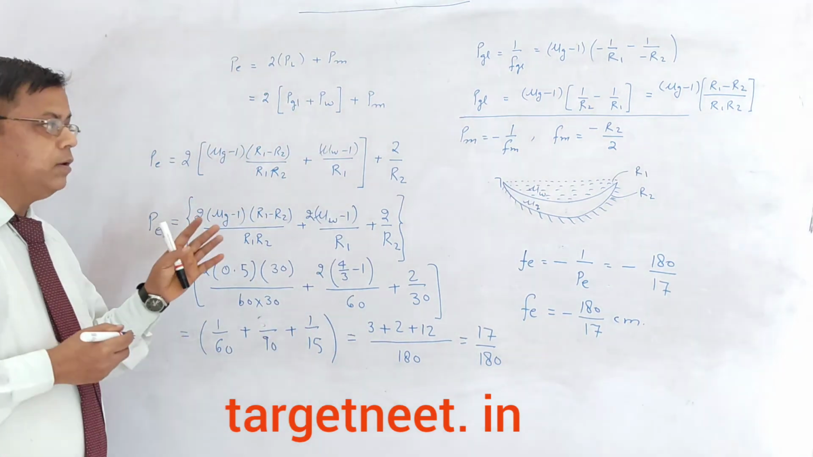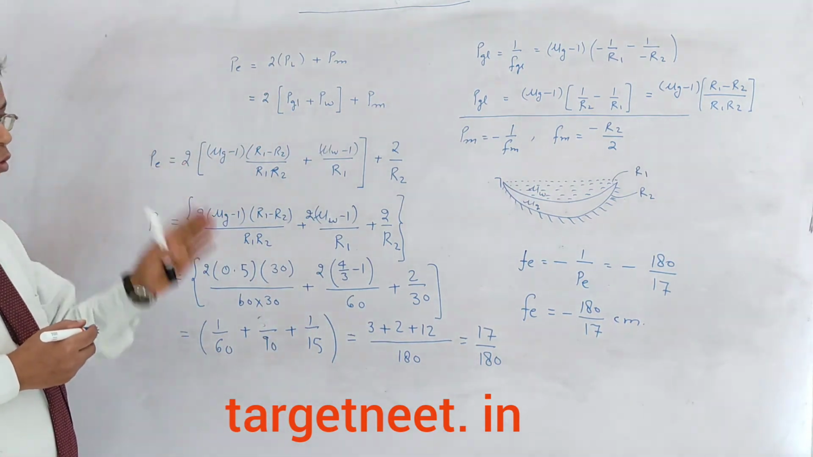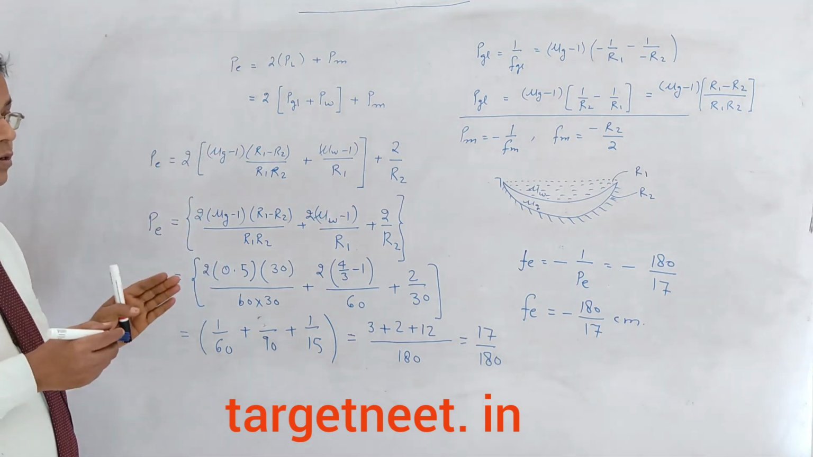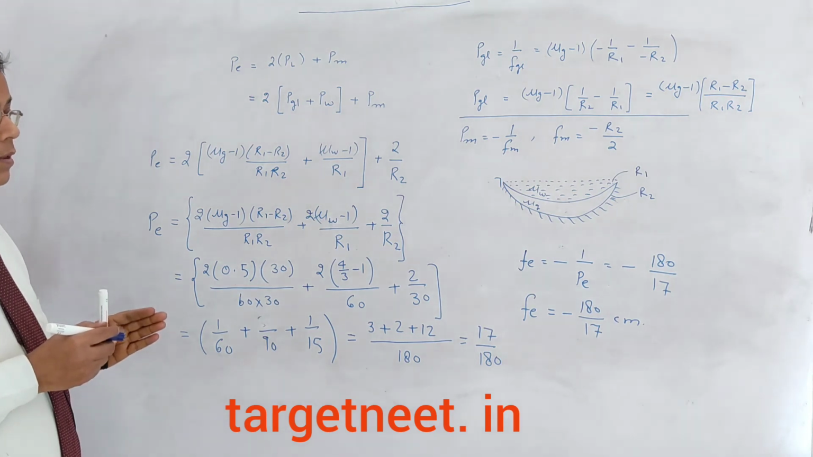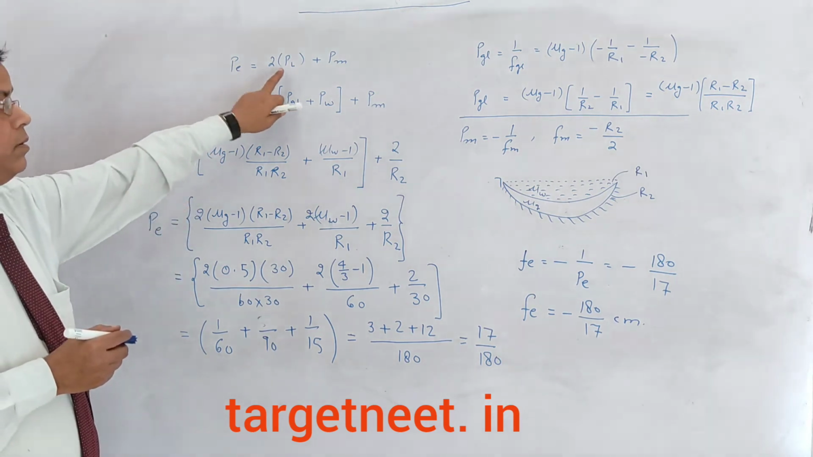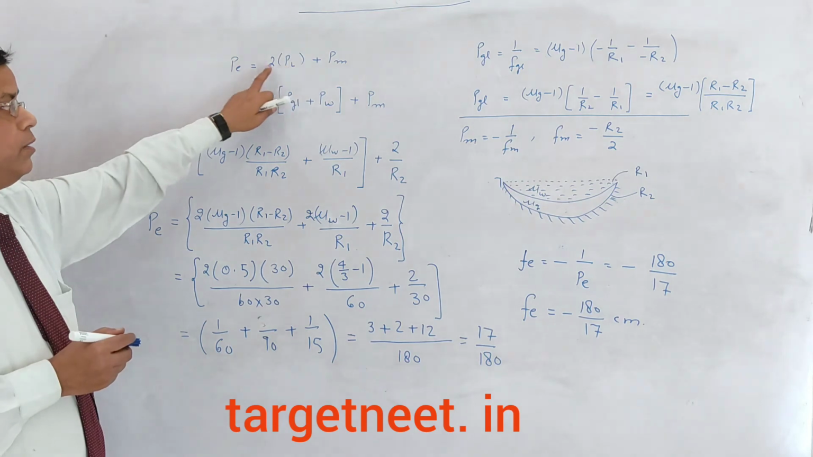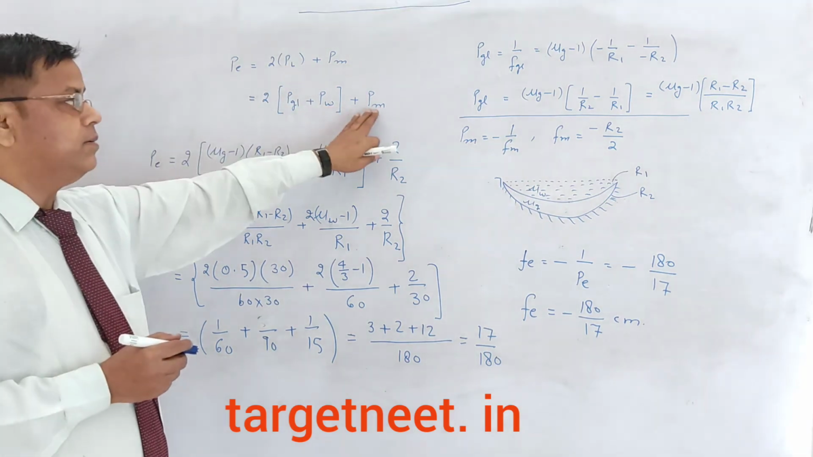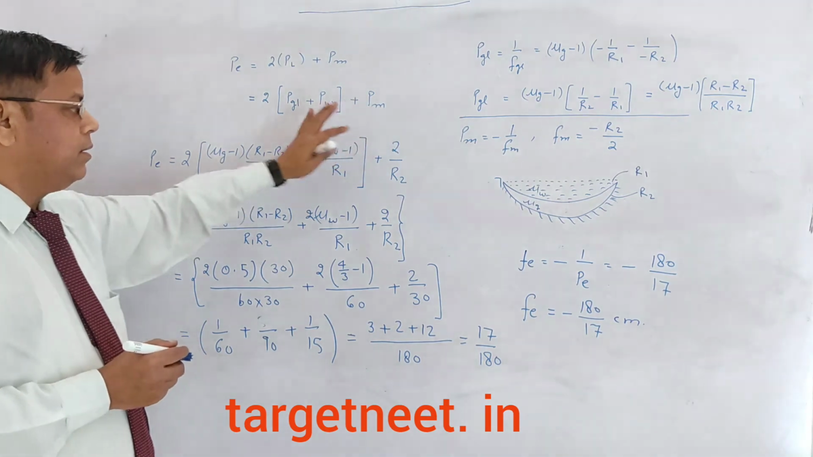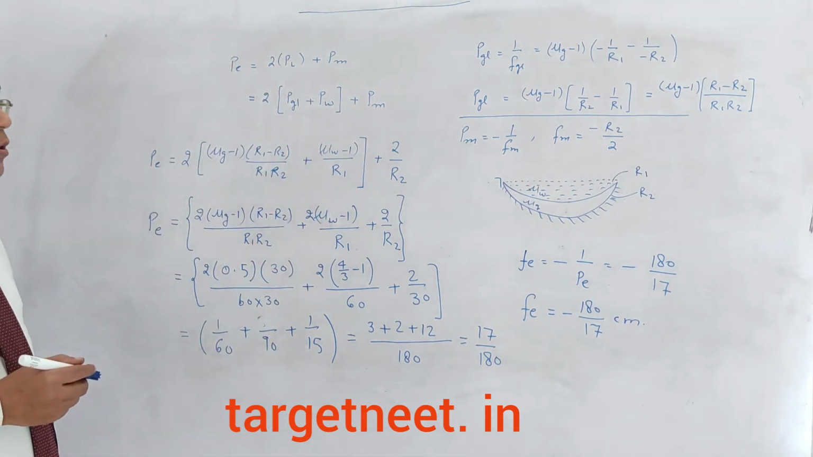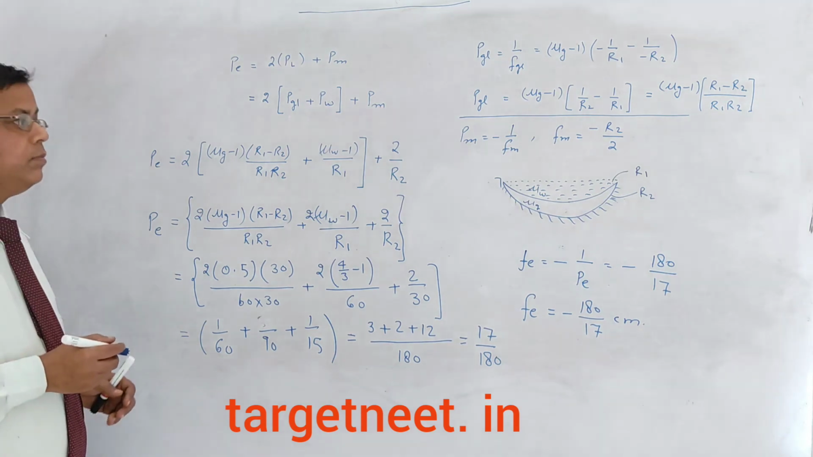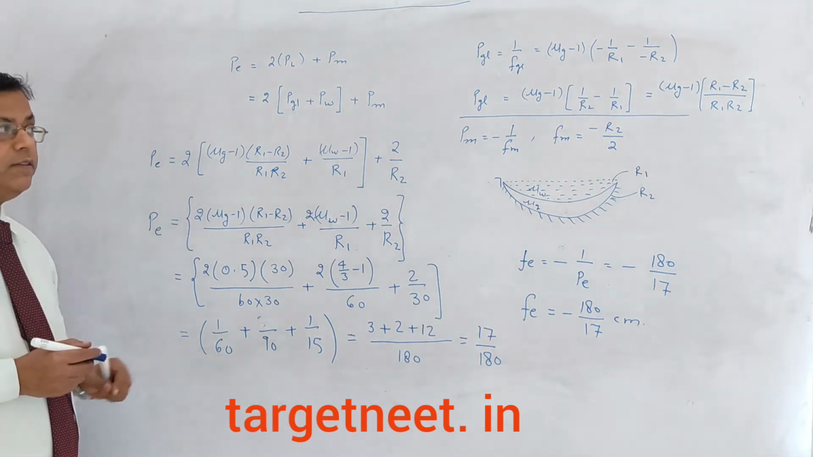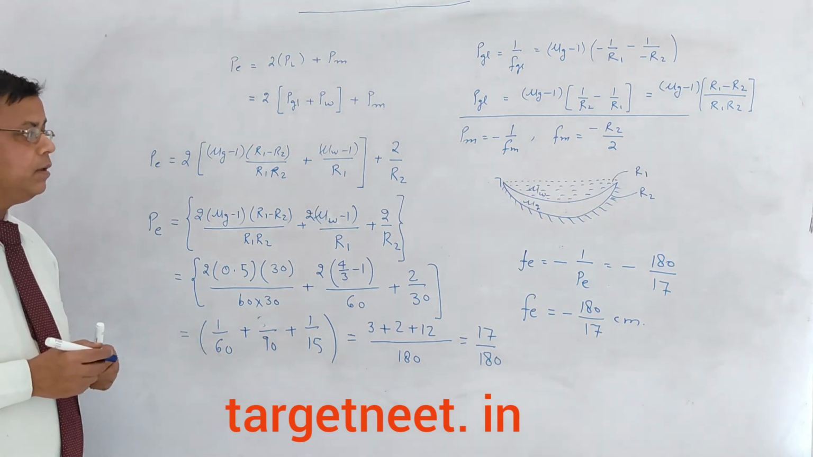Now look how I solved. I separated each lens and then I calculated the power, and then I put the power of the lens here, and 2 is multiplied with both the lenses, and then took the power of the mirror here and solved accordingly. So I think now you know how to solve questions related to silvering of lens.